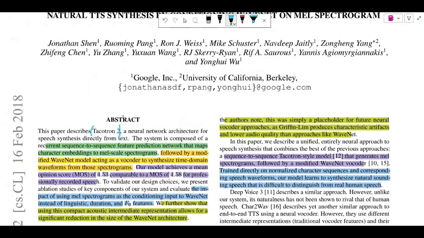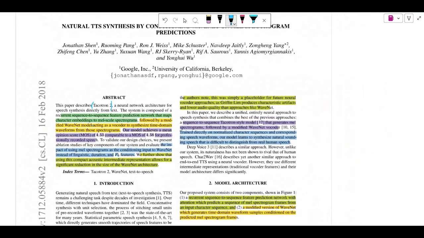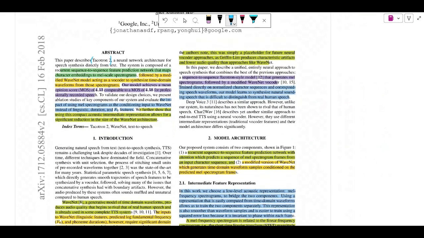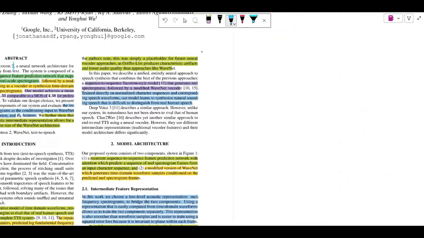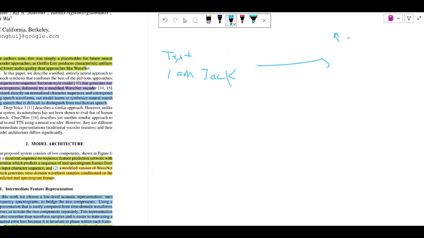So they say that the system is composed of a sequence-to-sequence prediction network that maps character embeddings to mel spectrograms, followed by a modified WaveNet model using a vocoder to synthesize time domain waveforms on the spectrograms. That is definitely a mouthful, so we'll break it down. So you have a text, say "I am Jack", and you have to predict audio or speech in this case. But speech is in the end just audio.